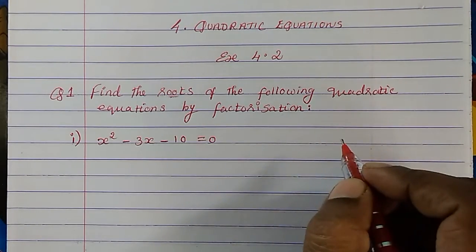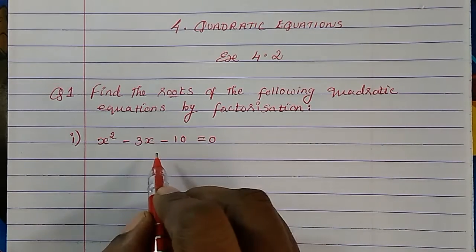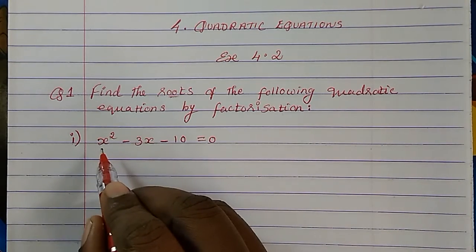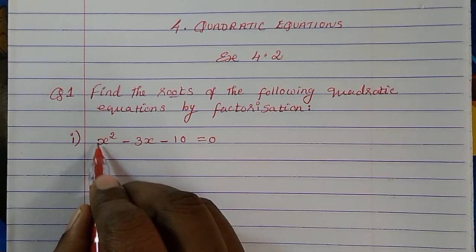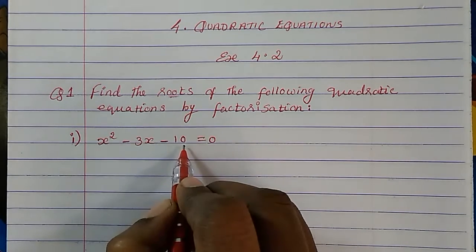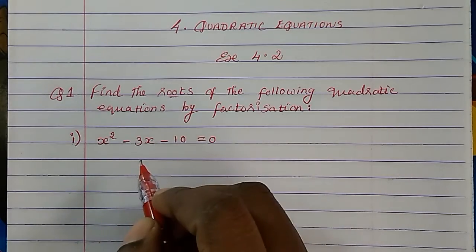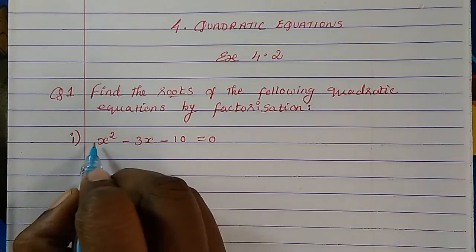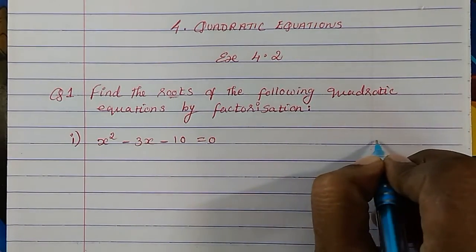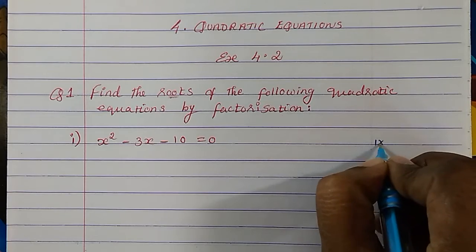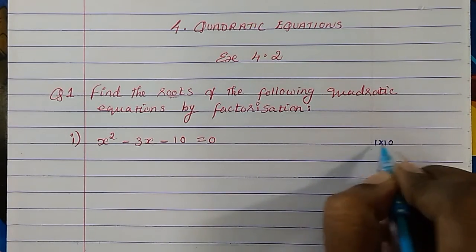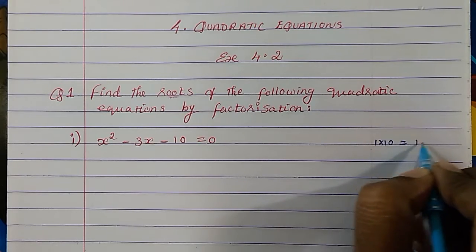So once again, those of you who are not very sure, I'll show you how to split the middle term. First thing we have to do is take the first term coefficient and the last term. So here it is 1. Then you multiply with the last term. Last term is 10. So when you multiply, we get 10.